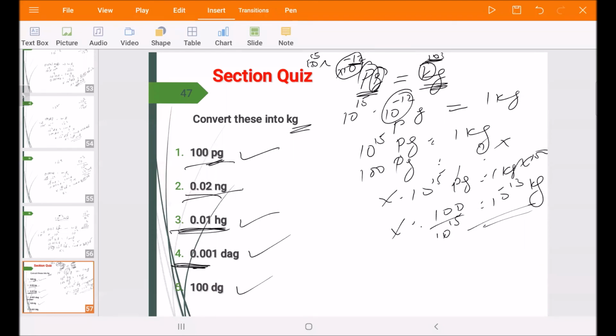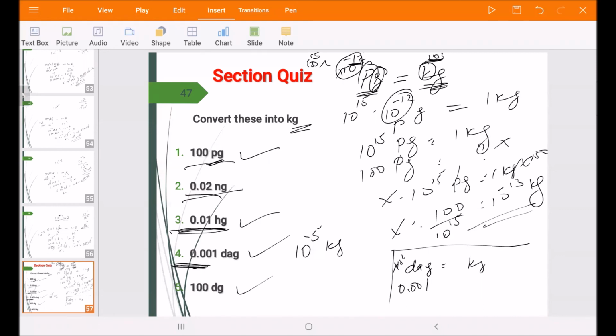10 to the power of negative 5. Amar? 10 to the power of negative 5, kilogram. So this is equal to that, no? Decagram and kilogram, right? So 10 to the power of 2 per kilogram. 10 to the power of 2.